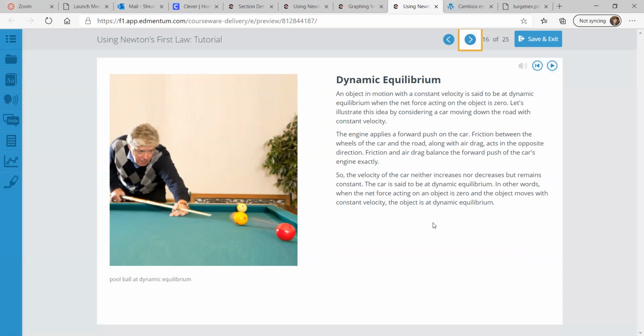This idea can be illustrated by a car moving down the road with a constant velocity. The engine applies a forward push on the car. Friction between the wheels of the car and the road, along with air drag, acts in the opposite direction. Friction and air drag balance the forward push of the car's engine exactly. So the velocity of the car neither increases nor decreases, but it remains constant. The car is said to be at dynamic equilibrium. In other words, when the net force acting on an object is 0 and the object moves with constant velocity, the object is at dynamic equilibrium.